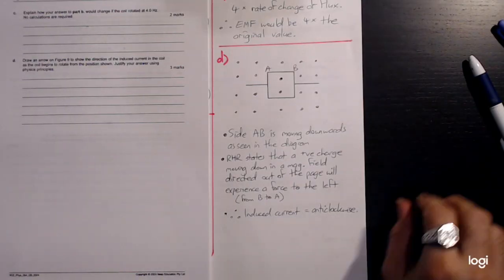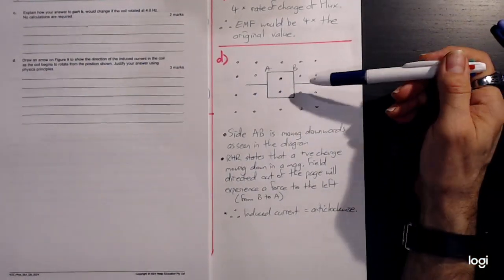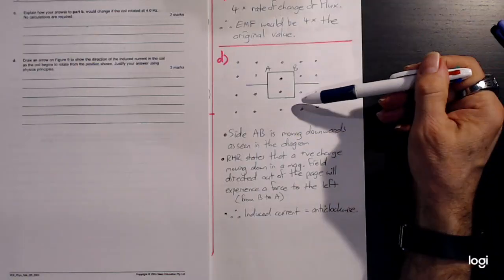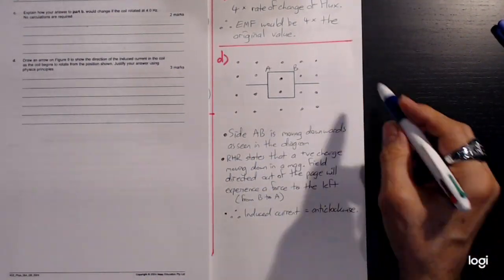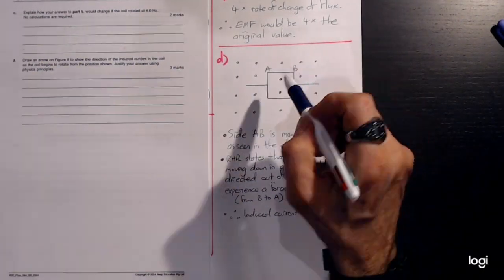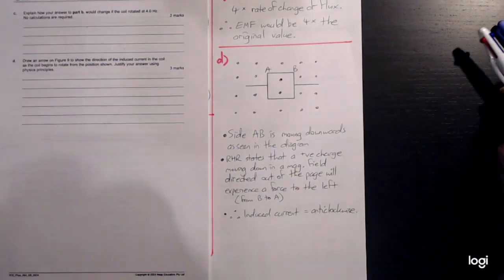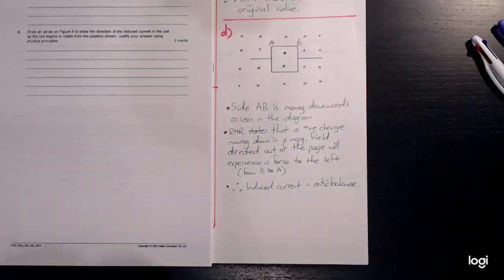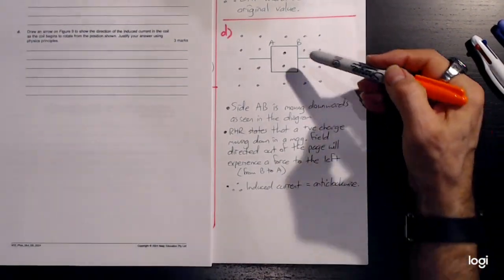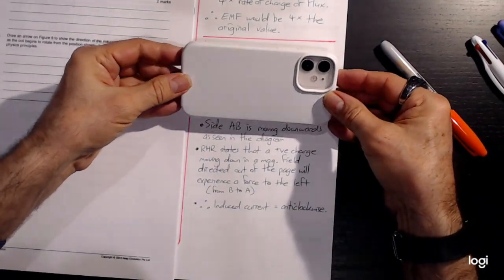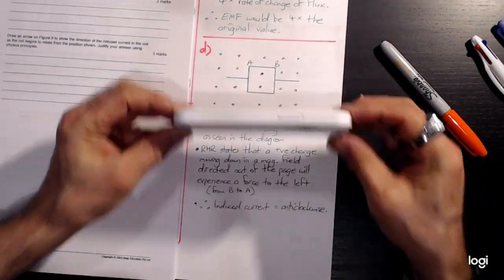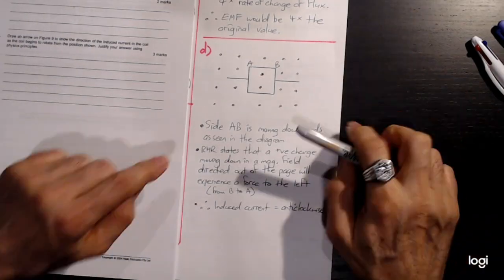All right, so side AB, and again, you can do this in the answer. You can change the diagram. You can say see diagram, side AB, and put an A and a B there. There's nothing stopping you from doing that. You can amend anything. So that is moving downwards as seen in the diagram. As this thing is spinning, that top is going down and the bottom is going up. Have to make that point.